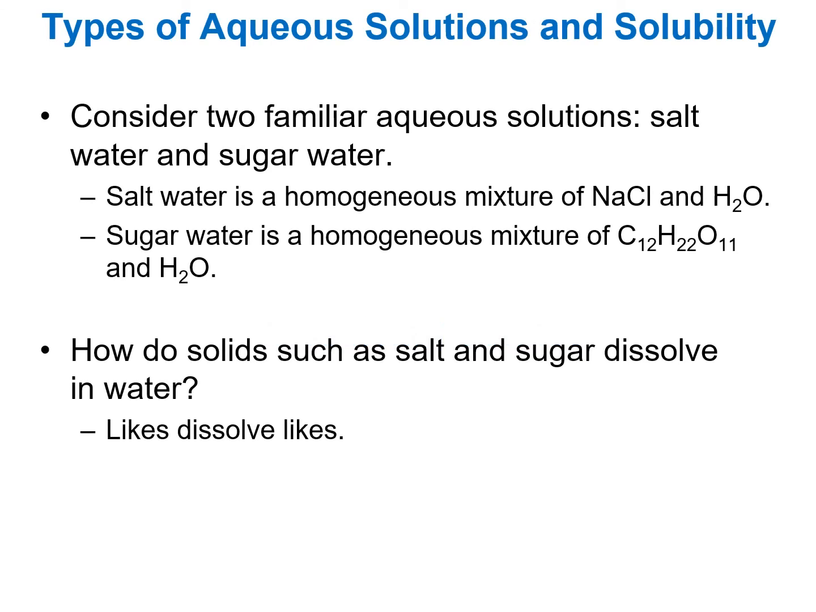So how do substances actually dissolve in water? How do they become aqueous? Well, if we consider two very familiar substances, that is salt and sugar, in water, this will give us a really good example of what's happening with most of our compounds. Now, salt water is a homogeneous mixture of the ions of sodium chloride and water. And sugar is going to be a homogeneous mixture of the molecules of sugar and water. So how is it that these solids are going to dissolve in water? Well, let's just take a look and see.